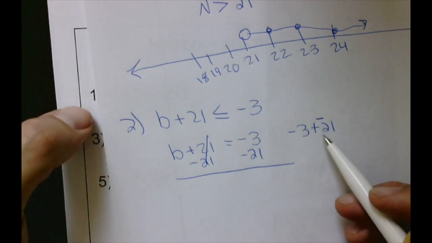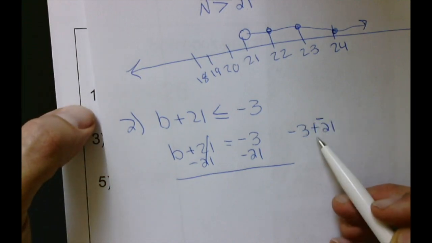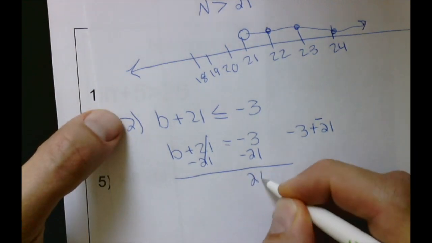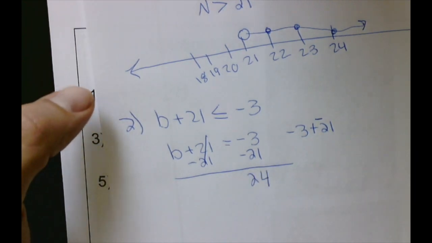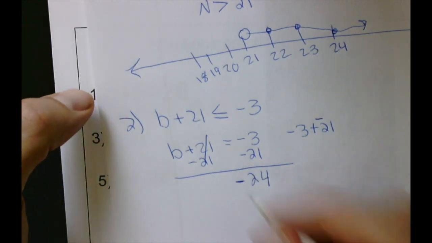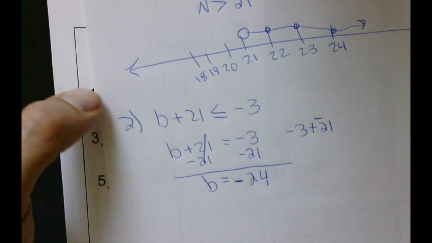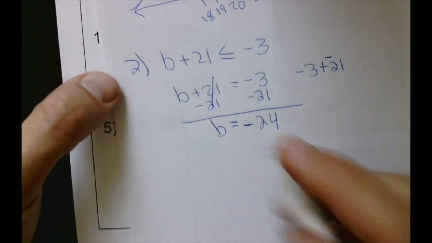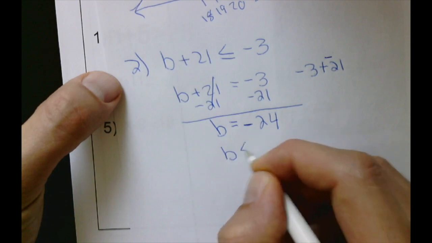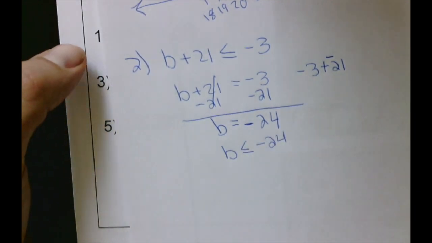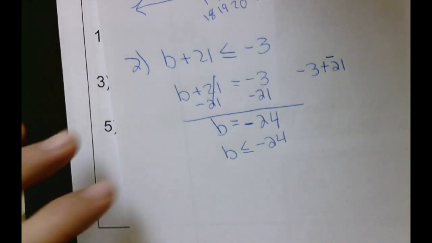Now I can go ahead and combine my two numbers. So I have 23 plus 21, which is 24. Since they're both negative, my answer stays negative. And I have b is equal to negative 24. Then I'll come back and change my inequality sign to what I had before. So I have b is less than or equal to 24.